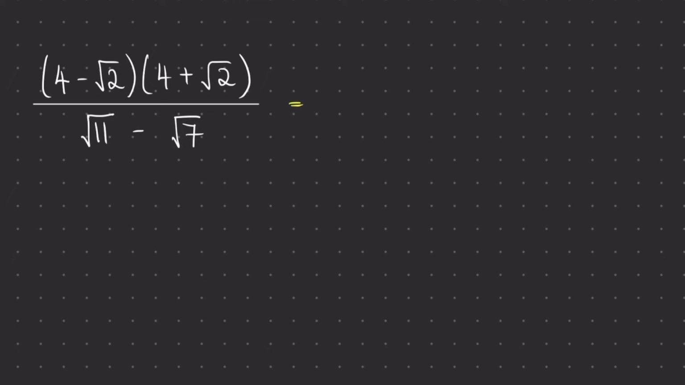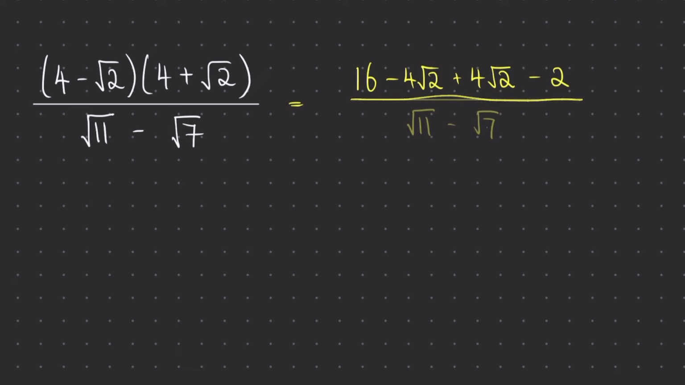Let's multiply out the top. The 4 times the 4 will give me 16, then minus 4 root 2, then of course plus 4 root 2, and finally minus 2, with the minus root 2 times the root 2. Let's just ignore the denominator for now. Simplifying the top, I have 16 minus 2, which is just 14. And of course, the 4 root 2 and the minus 4 root 2 will cancel.